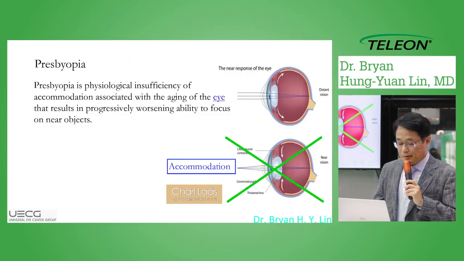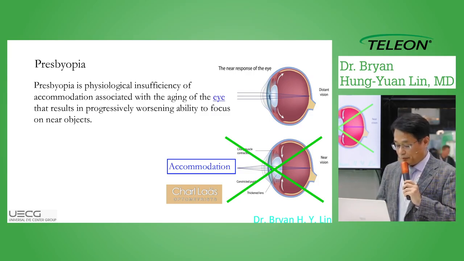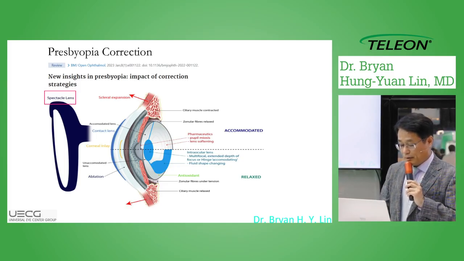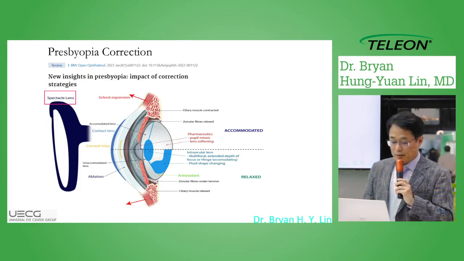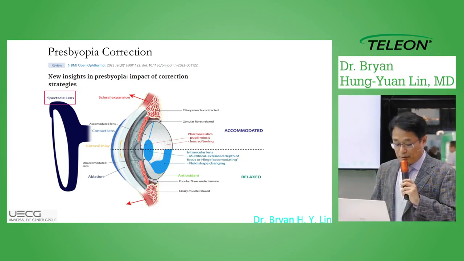Presbyopia, as we know, is physiological insufficiency of accommodation associated with the aging of the eye that results in progressively worsening ability to focus on near objects. This slide highlights the various methods we have explored over time to correct presbyopia, including spectacle lenses, contact lenses, corneal inlays, laser ablation, scleral expansion, pharmaceuticals, and a variety of presbyopia-correcting IOLs.